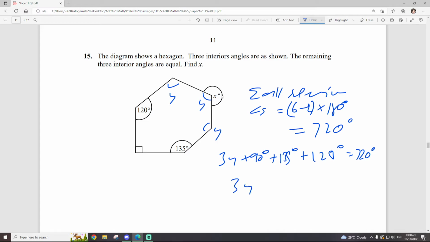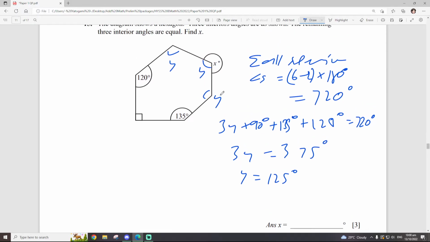Then we can find what is 3y. It is 375 degrees. Okay. y is 125 degrees. And x is actually 360 degrees minus 125 degrees because angles at a point add up to 360 degrees, which is 235 degrees. Okay.